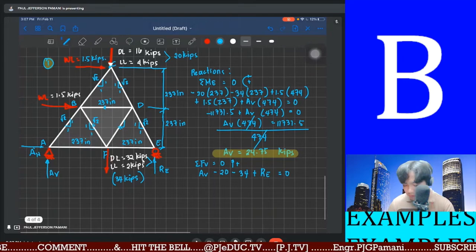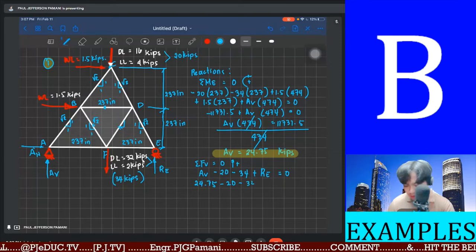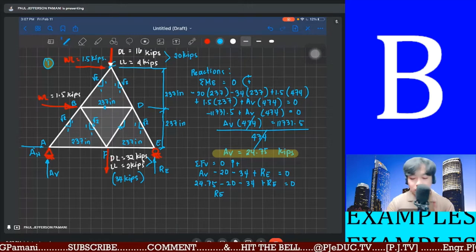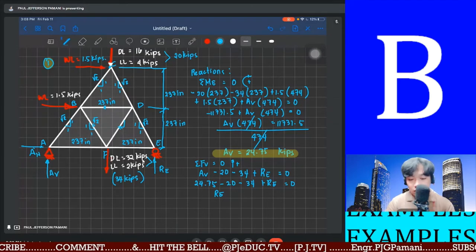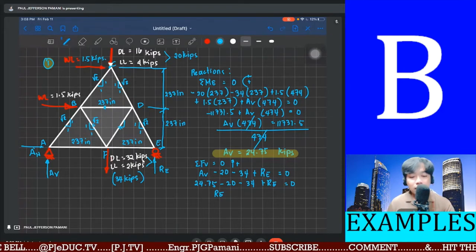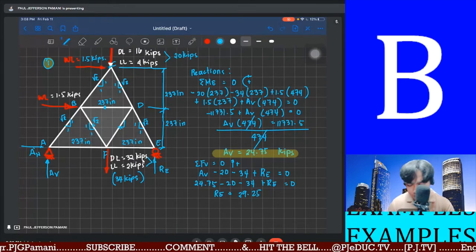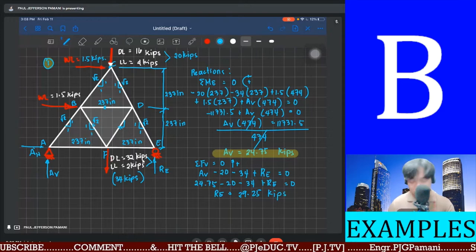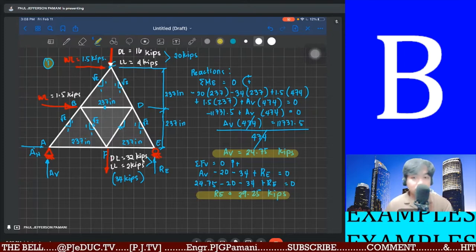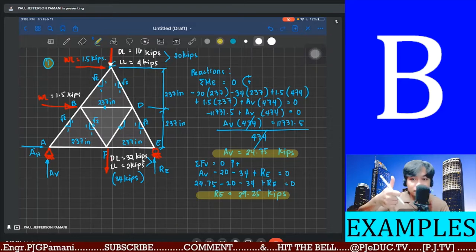Substituting 24.75 minus 20 minus 34 plus RE. So RE, simplify 24.75 minus 20 minus 34. That is negative 29, transpose, 29.25 kips. Okay? Nakuha yan? Yes, sir. Okay.